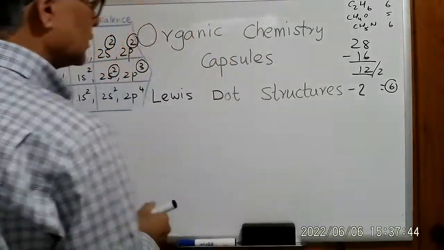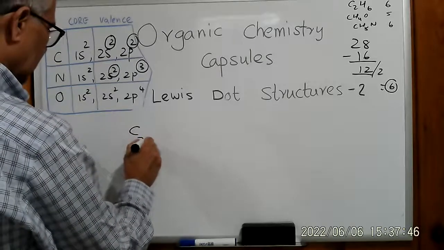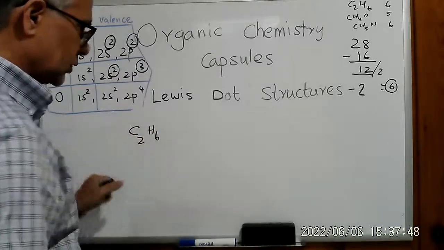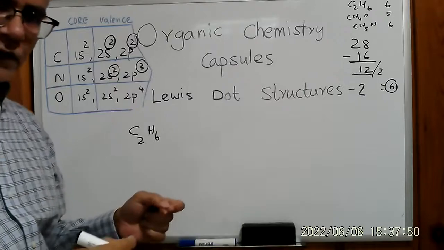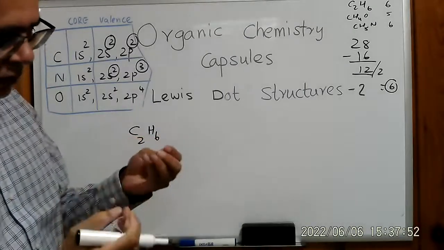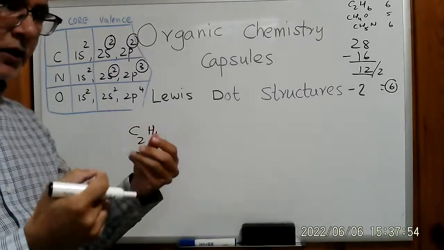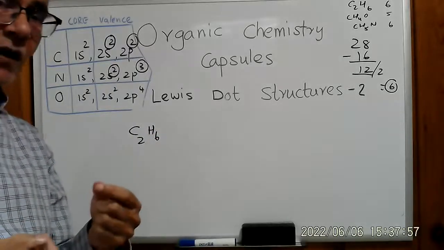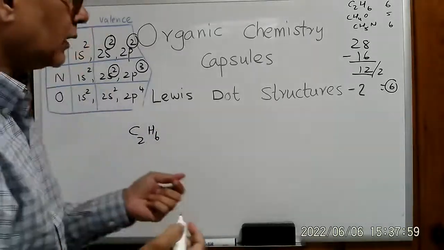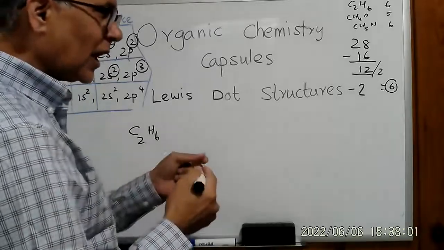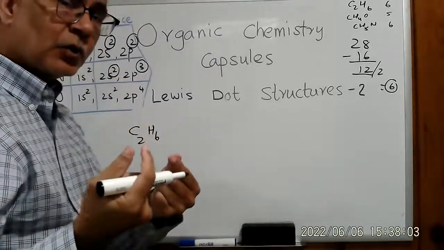So let's start with C2H6. Now when we draw Lewis dot structures, we focus on the atom. So we need to find out which atom will be in the center. There are 2 carbons and each carbon will have 4 bonds, so we put carbons in the center. You cannot put hydrogens in the center really, because hydrogen can form only 1 bond.